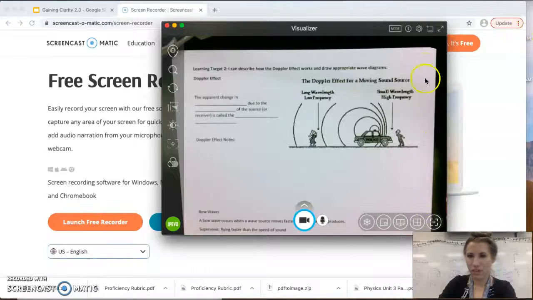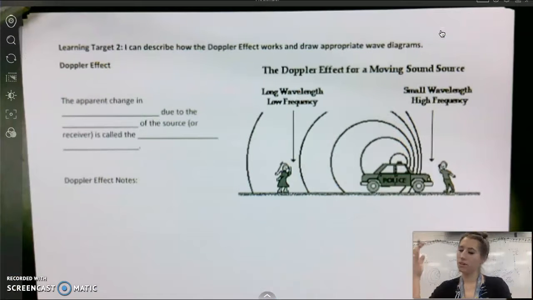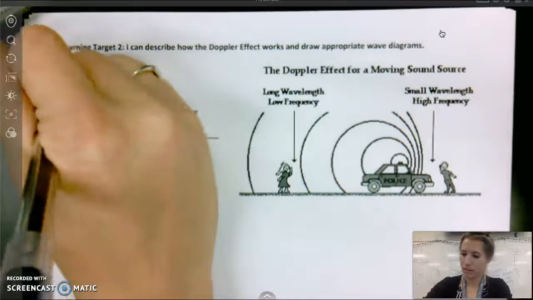Okay, guys, learning target number 2. Learning target number 2 focuses on the Doppler effect. Now, something I missed. I can't believe I forgot to add it to your notes, it's in the slides. It's a standing wave. Okay.